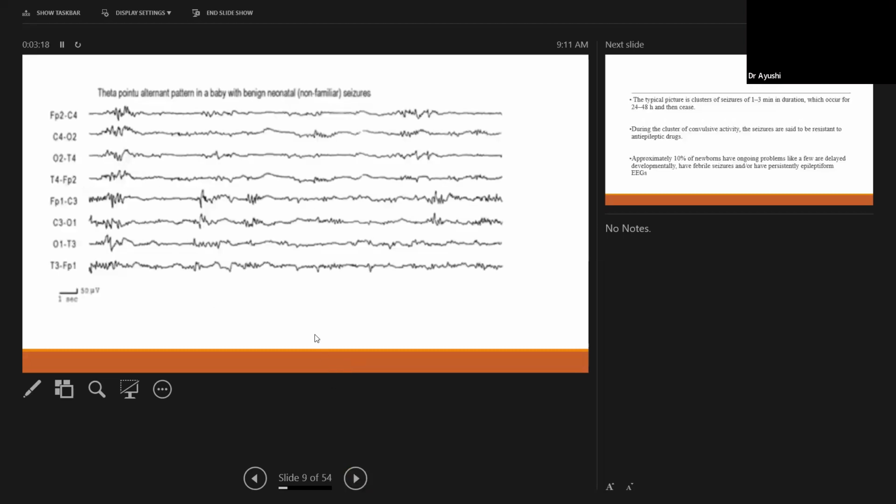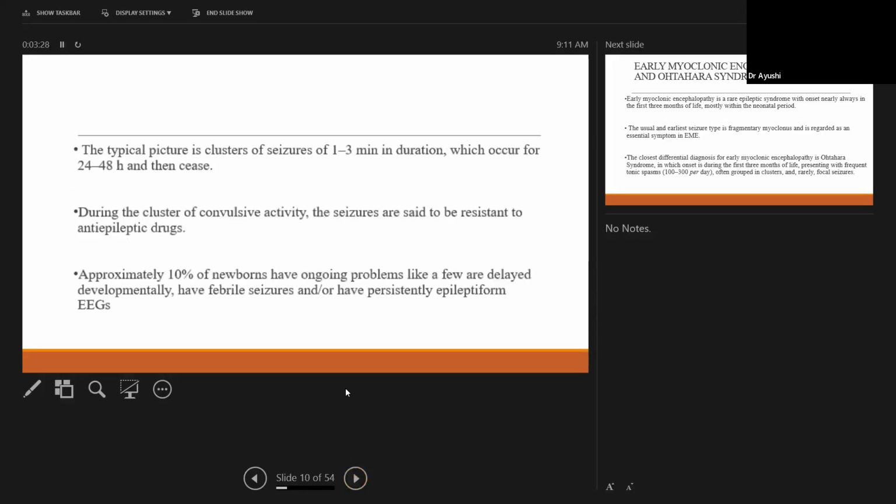Now, this is an EEG which shows the theta pointu alternant pattern in a baby with benign neonatal seizures. The typical picture is a cluster of seizures of 1 to 3 minutes in duration, which occur for 24 to 48 hours and then cease. During the cluster of convulsive activity, the seizures are said to be resistant to anti-epileptic drugs. And approximately 10% of newborns have ongoing problems, like a few are delayed developmentally, they have febrile seizures, or have persistently epileptiform EEGs.